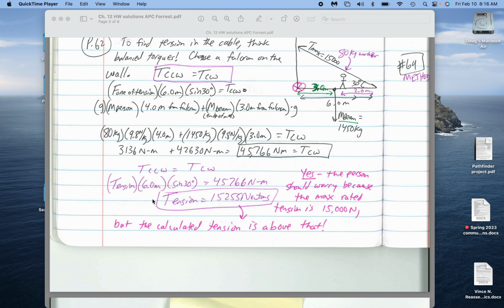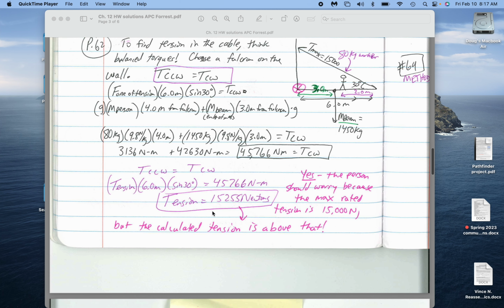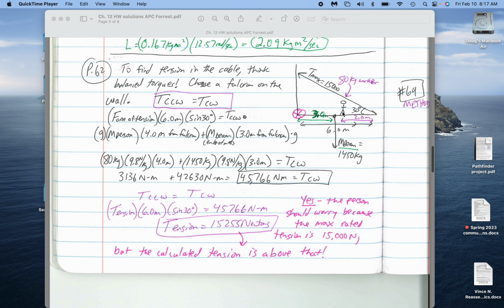That's going to equal this, which I'd said over here was our counterclockwise torque. So that says that the tension would have to be 15,255 newtons. So therefore, this person should be worried. The further they walk out from that fulcrum, the more stress they put on that support, that tension. And it's a lot different because this is at an angle, so the force has to be a lot since only a component of it is acting up.